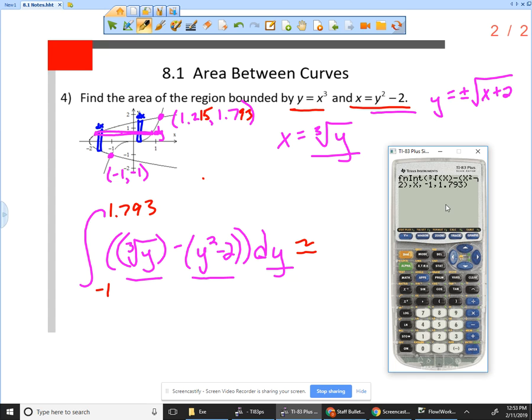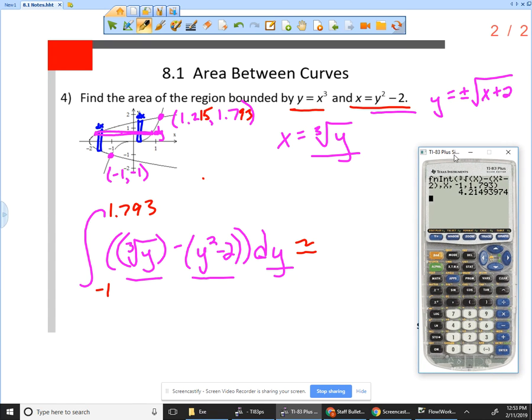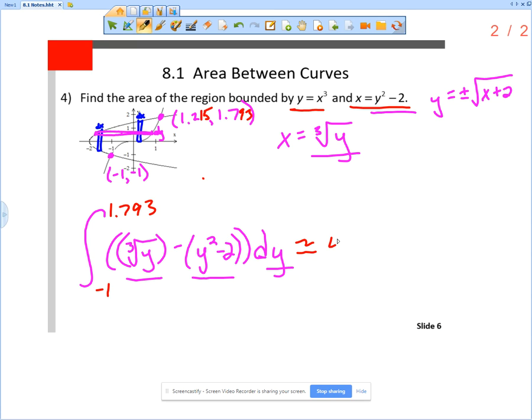So I hit that, and it may take a while. Mine goes pretty fast because the processor on the computer is much faster than on your calculator. But anyway, once it is done, you should get 4.215. So please make sure that you can actually get that value as well.